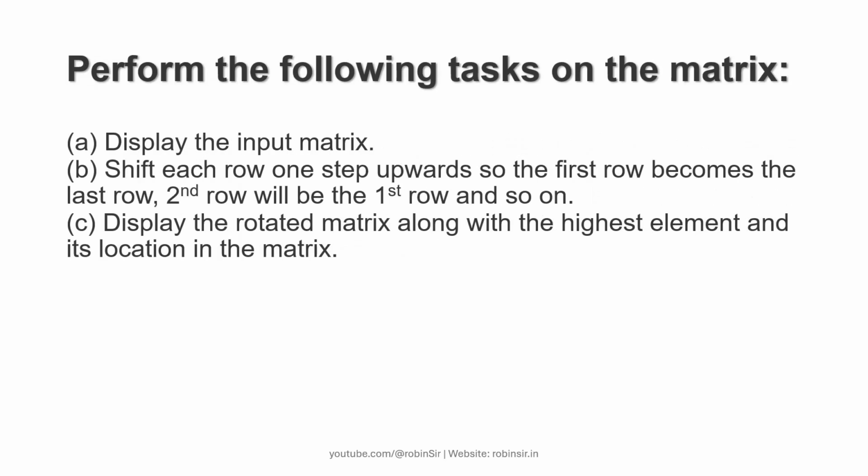Next, we need to perform the following tasks on the matrix. We have to display the input matrix. We have to shift each row one step upwards so that the first row becomes the last row, second row becomes the first row, and so on. Display the rotated matrix along with the highest element and its location in the matrix.